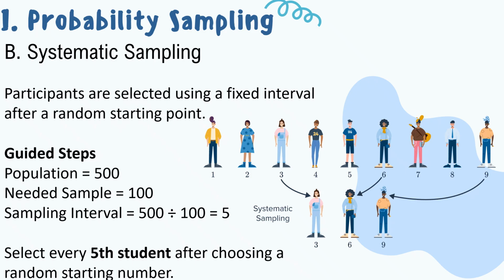So after choosing a random starting number, we select every fifth student. So for example, if the random starting point is 3, we might select 3, and then 8, then 13, 18, 23, and so on. Okay, so why is this called systematic? Because there is a system or fixed pattern in selecting participants. Okay, so simple random is equal to random selection. Systematic is equal to every nth member after a random start.